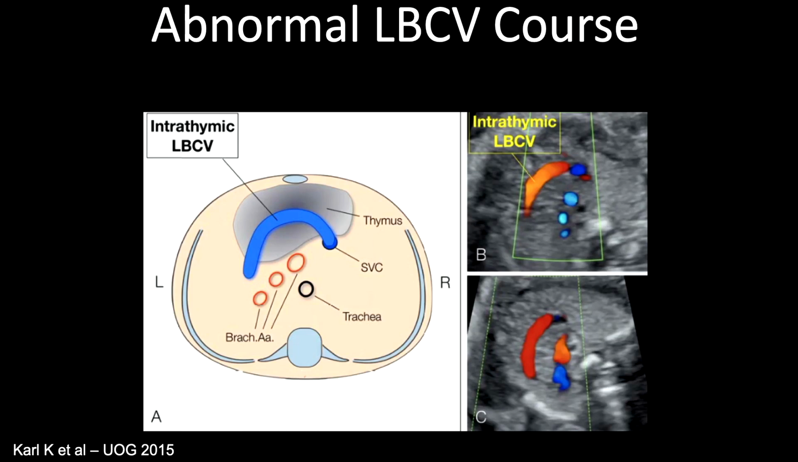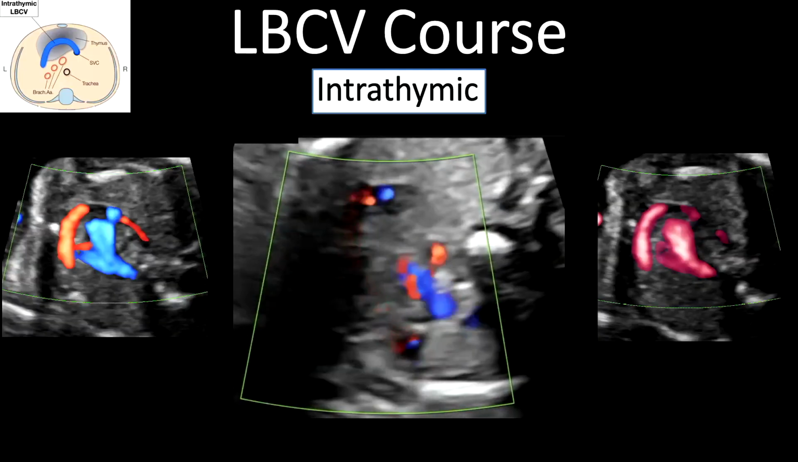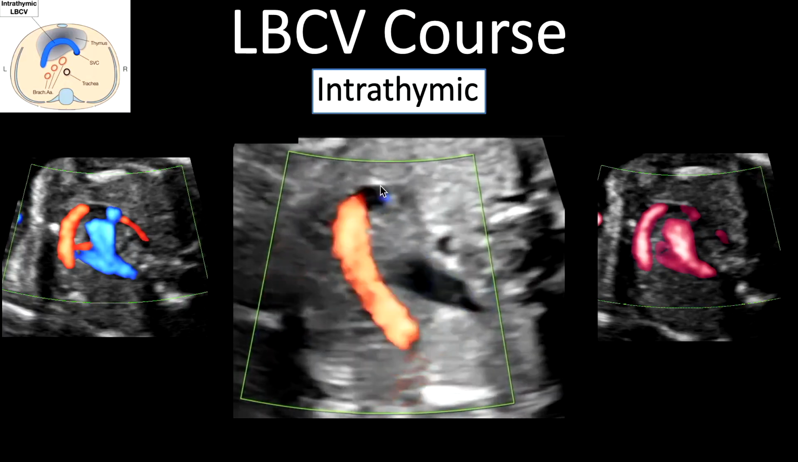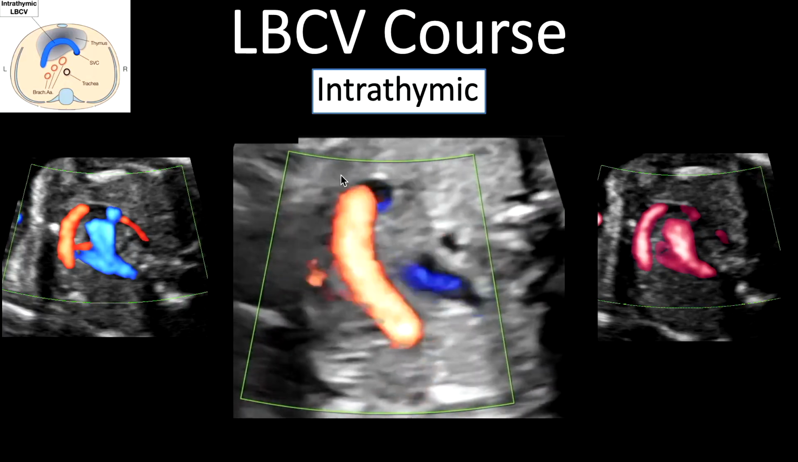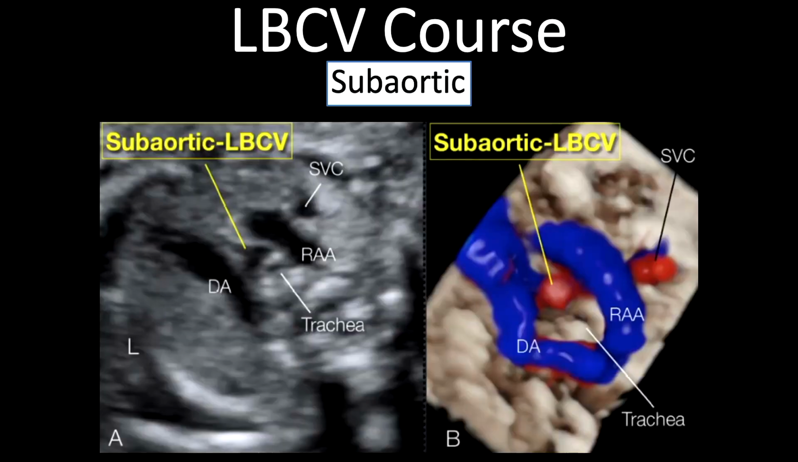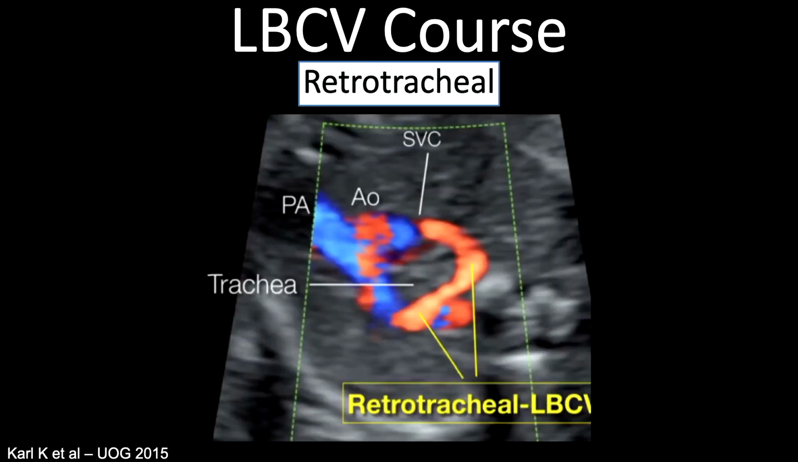We used to get a lot of referrals that there's an abnormal vessel that we see in the mediastinum, and that's a normal variant, not associated with any abnormality. So you see here's the thymus gland right here, and look at the course of this brachiocephalic vein right in the middle. It could be subaortic. I think I showed you a case today with the tetralogy of Fallot case, and it could be retrotracheal, as you see right here. So these are quite rare. Most of the ones that we see are intrathymic.